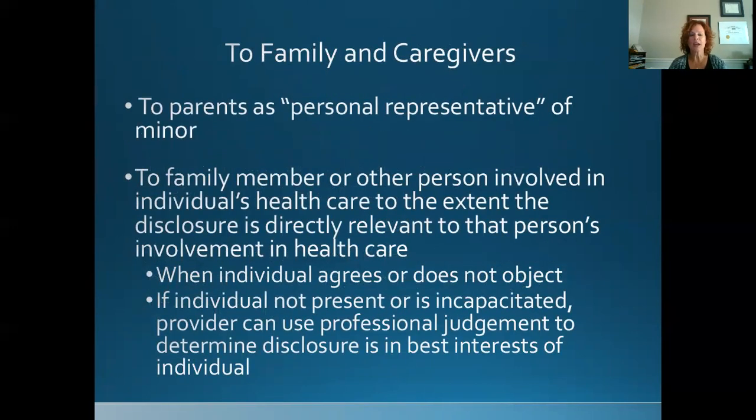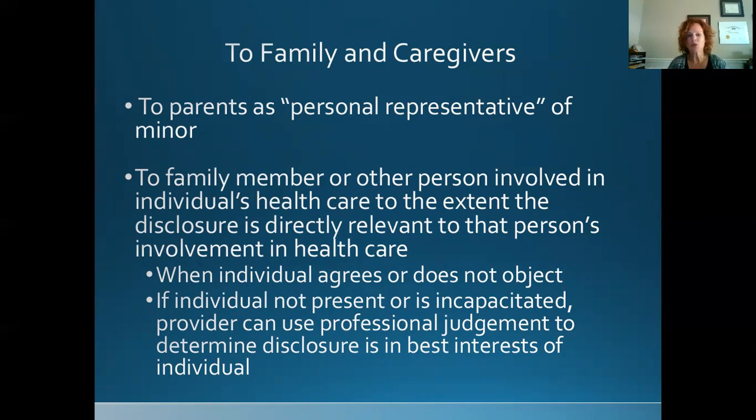Another disclosure that can be made under HIPAA without written authorization are disclosures to family and caregivers of a person. So parents, as the personal representative of a minor, can receive that minor's protected health information, and we're going to talk more about that in general, but that is the general rule under HIPAA.